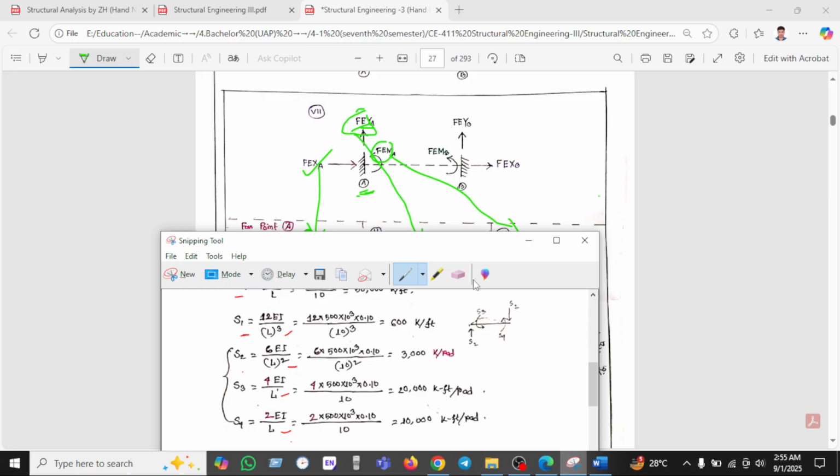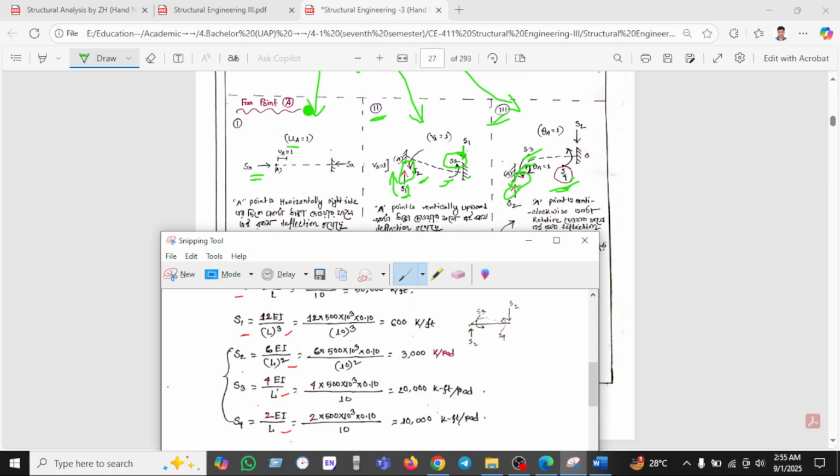What is the value of S3 and S4? If we see here, S3 is 4EI by L, and S4 is equal to 2EI by L. And the same thing, S1 is 12, and S2 is 6, so it is just half. If we want to memorize this, 12 halved is 6, and 4 halved is 2. Okay.